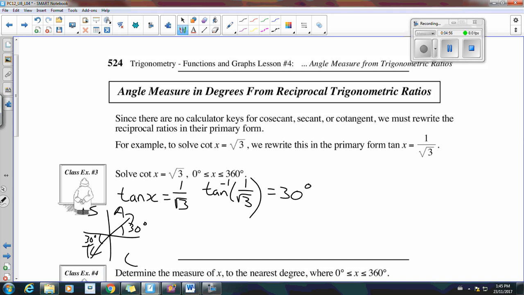Coming up with our answers then, well, quadrant 1, that answer is pretty simple. It's just 30 degrees. Quadrant 3, we've gone 30 degrees past 180, so that means our answer is 210.